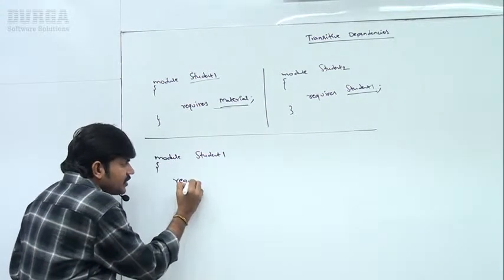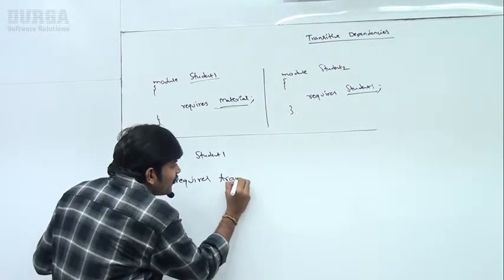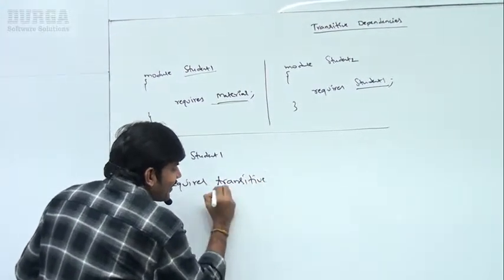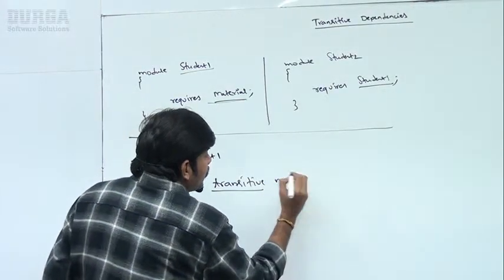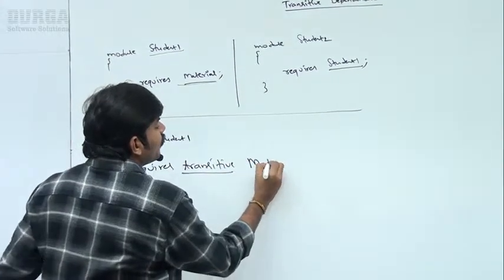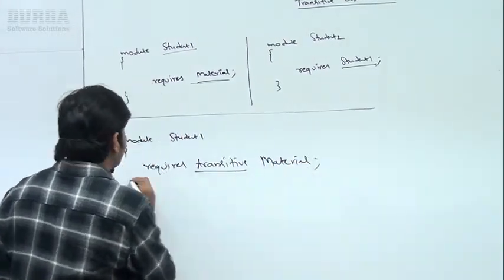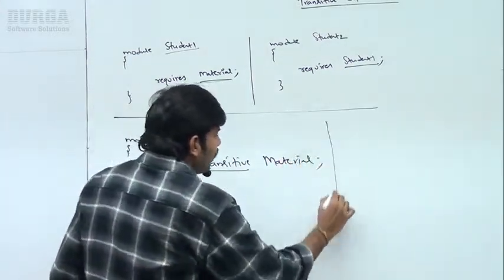Sir, requires, are you getting? Requires transitive. Remember that. Sir, requires transitive. Module, transitive material. Assume that. Instead of module words, I am using normal general words. Requires transitive material. Now, observe that.